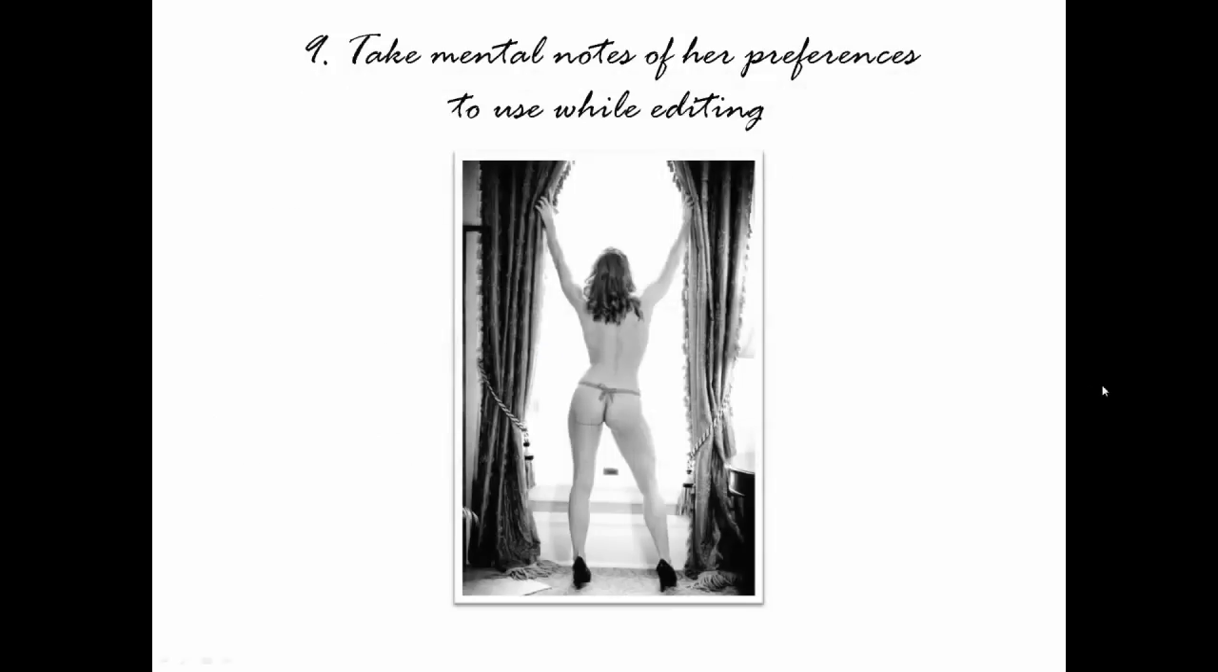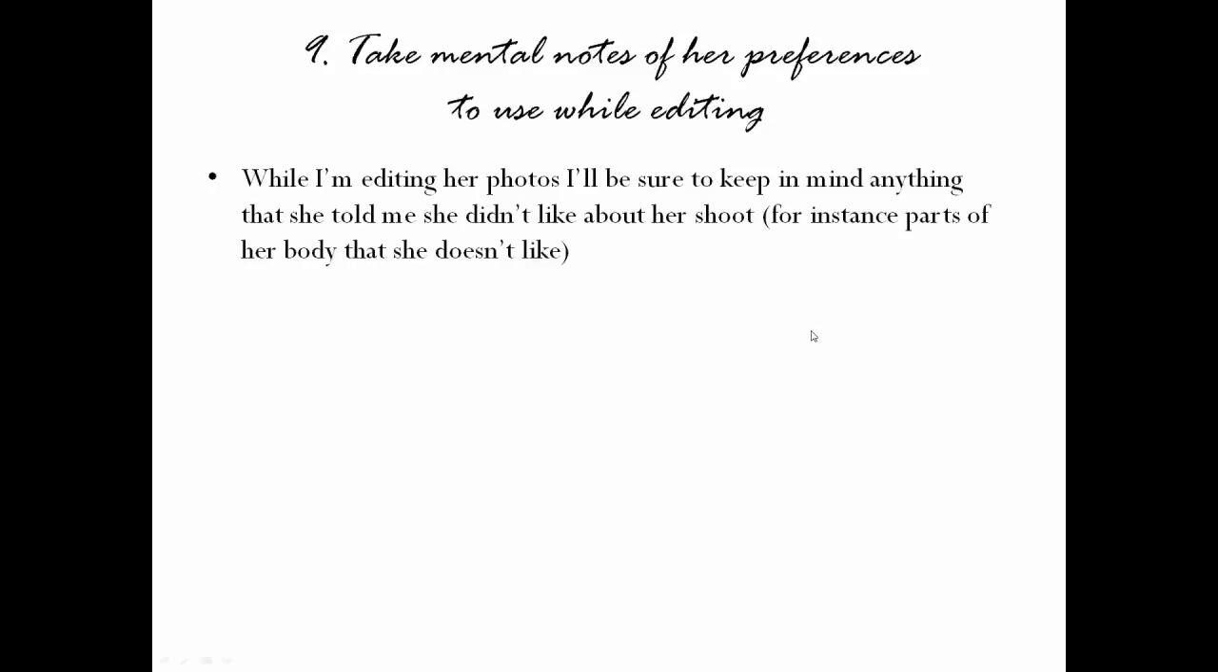And then the 9th step is when I'm back at my studio and editing her photos, I will have taken mental notes of her preferences so that I can use them while editing. This basically means remembering what shots she reacted positively to when I showed them on the back of my camera, or when she told me, well, this necklace that he gave me is really important, or I definitely want to show my engagement ring in the photos. So I'll keep those notes in mind so that I showcase those in her slideshow for sure.